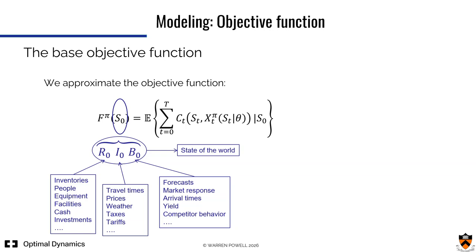This could be starting values of inventories of people or facilities, how much cash you have on hand. I0 is parameters and possibly functions, travel times, prices, weather, taxes, tariffs. B0 is all your beliefs. It's all your estimates, whether it's frequentist estimates or Bayesian estimates. This is your starting beliefs about anything you don't know perfectly.